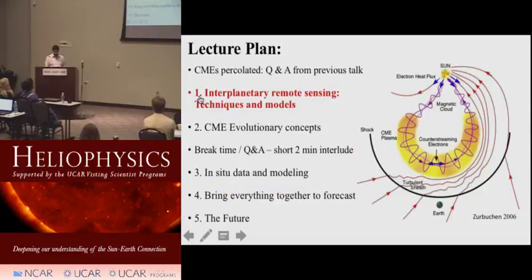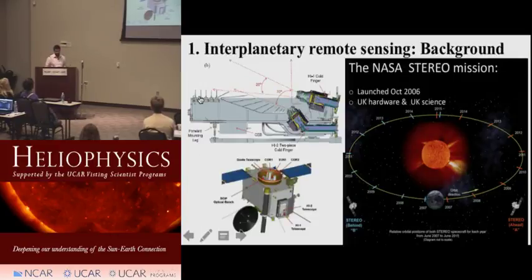So let me quickly go into the basics of remote sensing, techniques and models. I wanted to highlight what these big wide cameras are, and quickly go over what the STEREO mission was doing, in case you aren't particularly familiar.